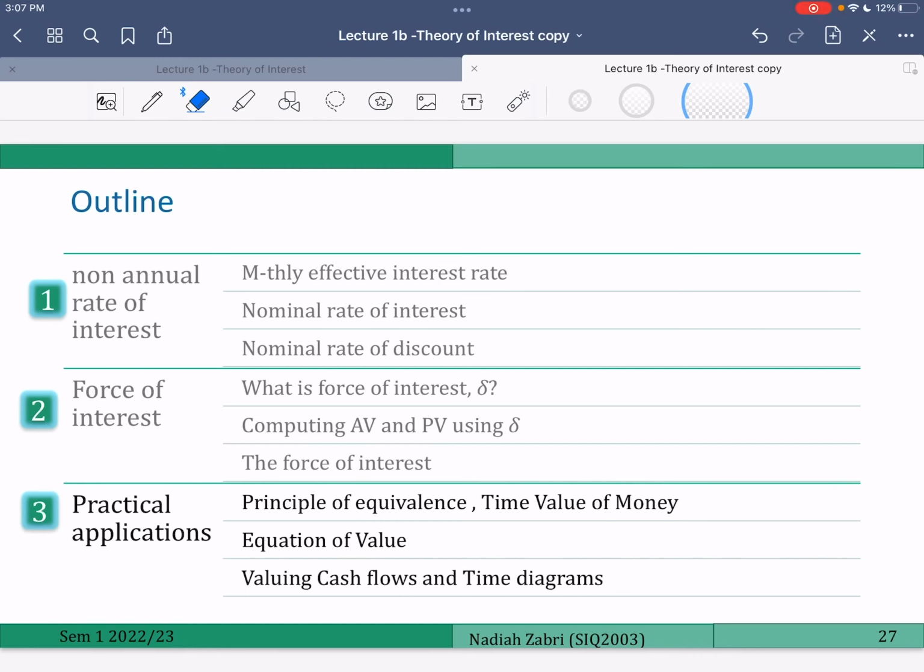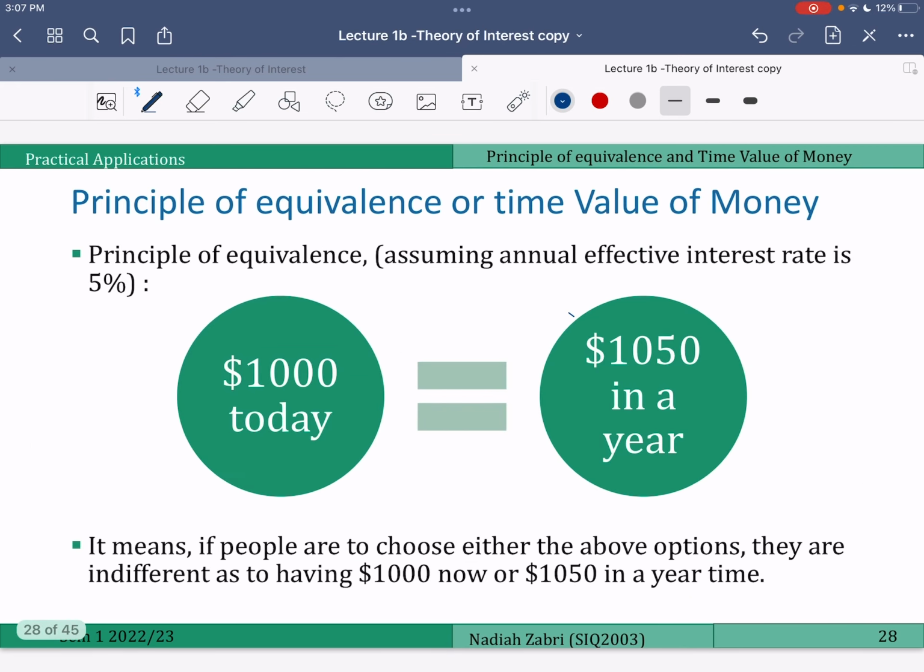Okay, now some practical applications. So we will define a little bit the principle of equivalence and time value of money, and then we go through some example of equation of value, and then we see how we can value some cash flows and use time diagrams.